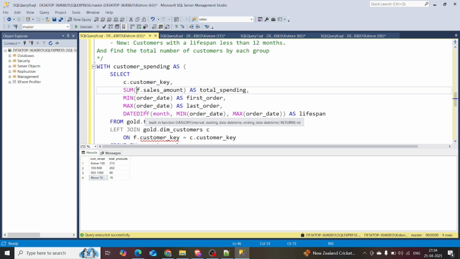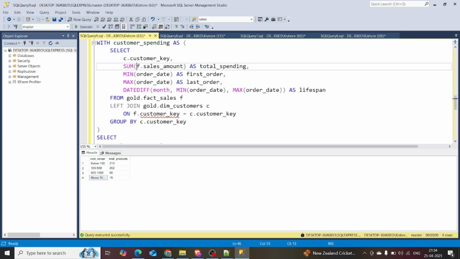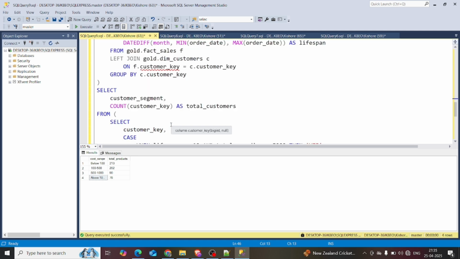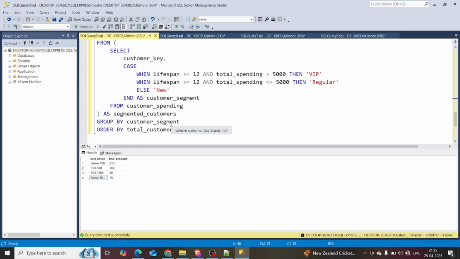For each customer, we find the date difference between the min order and the max order as lifespan. It's coming from the gold facts table, and we are left joining the customers table, keeping the join on the primary key as f dot customer key equal to c dot customer key, and we are grouping by c dot customer key. So let's make it the main query.